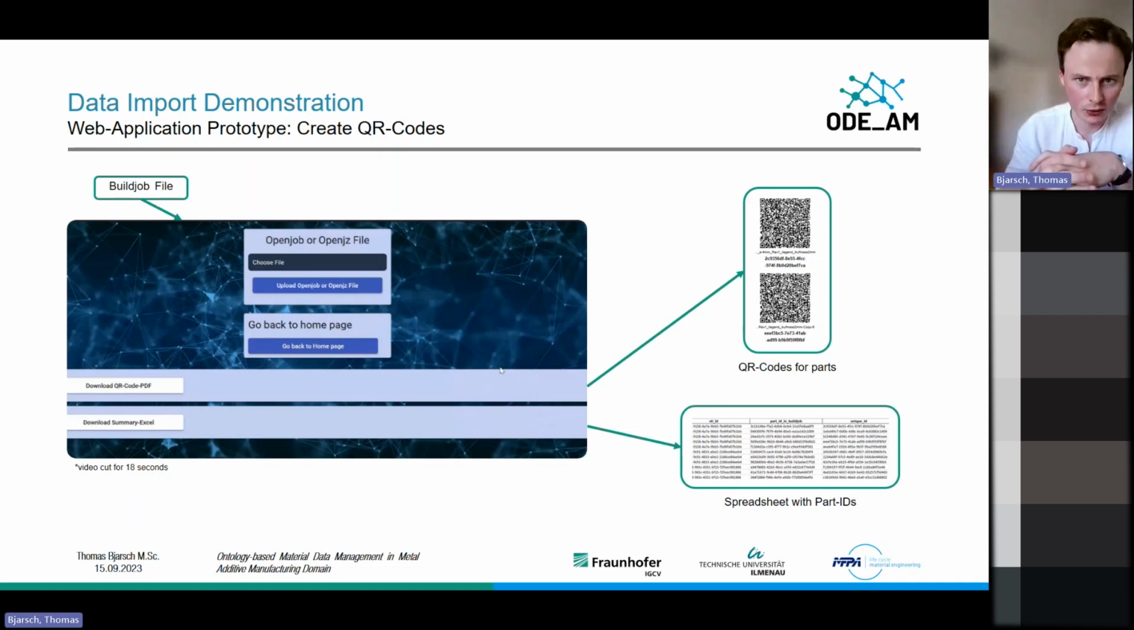In the spreadsheet, you will get some summary data more or less and the generated part IDs. Because later on, for example, you can import density measurements by just having one column with the part IDs and a second column with the density measurements. So you can just pick the part ID column and copy it. So you don't have to type all the IDs.